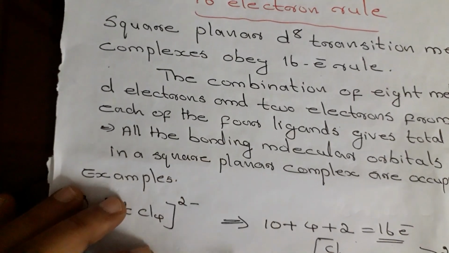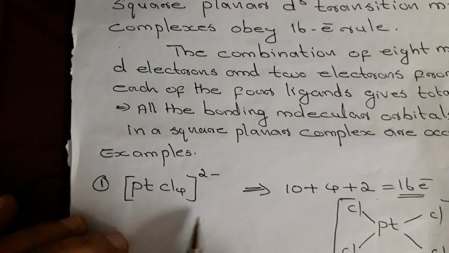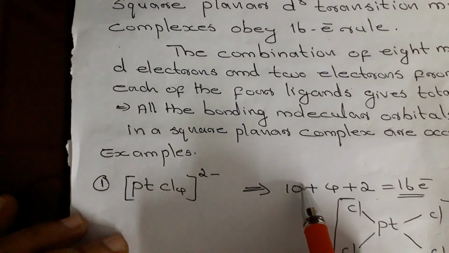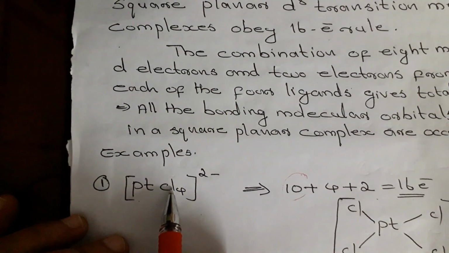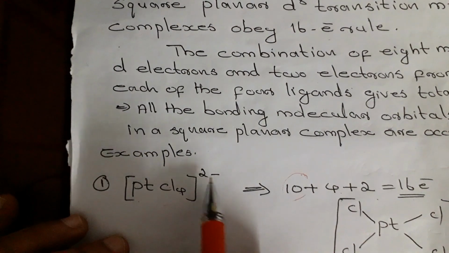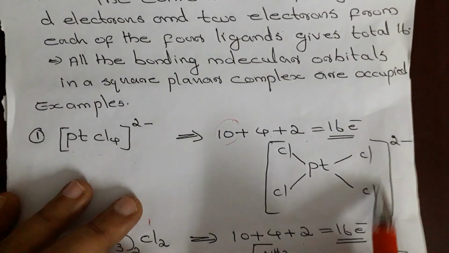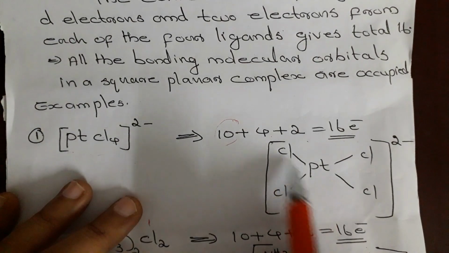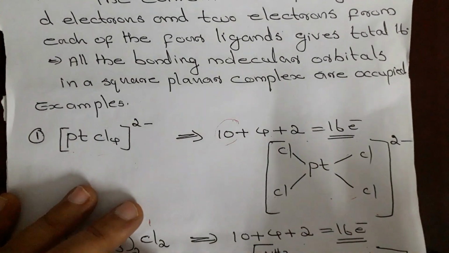For example, PtCl4 2 minus. Pt, according to the neutral atom method, has 10 electrons. Then each halogen contributes 1 electron, 4 into 1, that is plus 4, and the charge minus 2 adds plus 2, so 16 electrons. This is the structure of the square planar complex, with 4 ligands, 2 minus charge, 16 electrons.